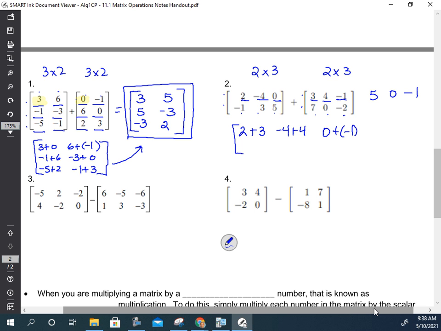Same thing to the bottom. -1 plus 7, 3 plus 0, 5 plus -2. That's it, that's all. Problem over. So, questions 1 or 2?